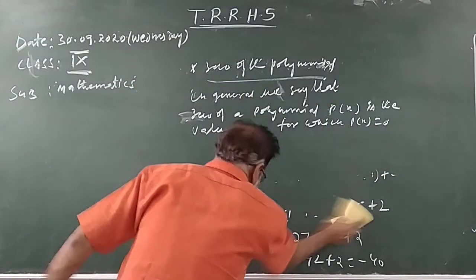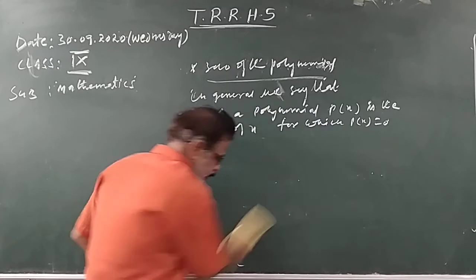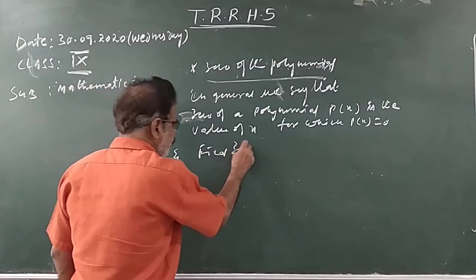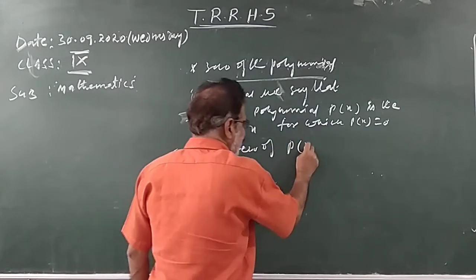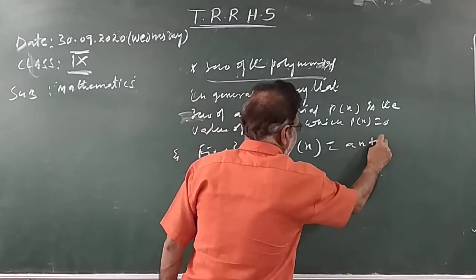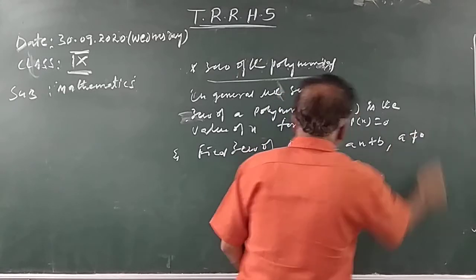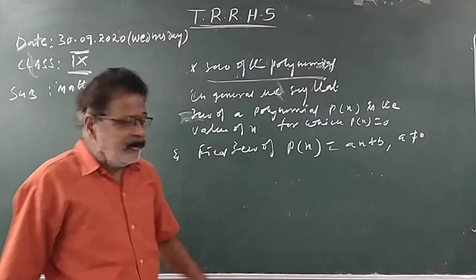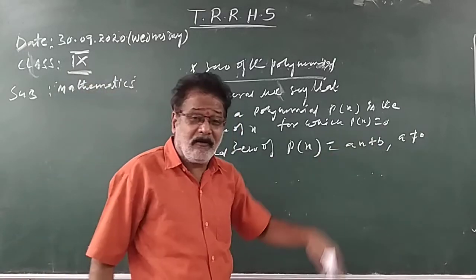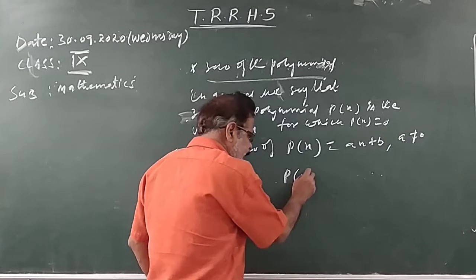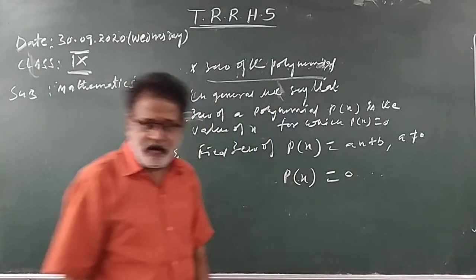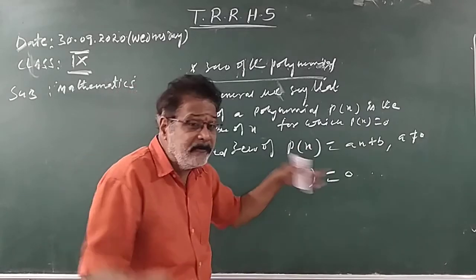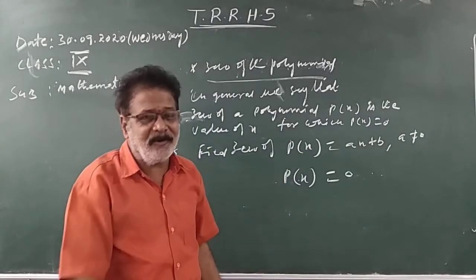So example, find the zero of, let us take a linear example. Find the zero of the linear polynomial p of x equal to ax plus b. What is the definition? What is zero of it? For which value is it 0? In place of x, for what value of x is it 0? When you find the zero of the polynomial, set the given polynomial equal to 0. For which value of x will this polynomial be 0? That is the zero of the polynomial.